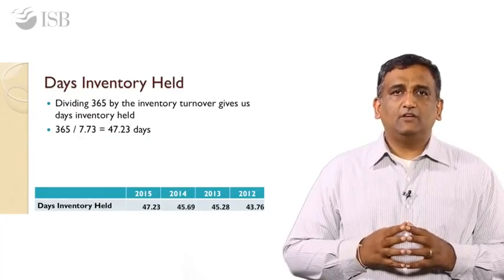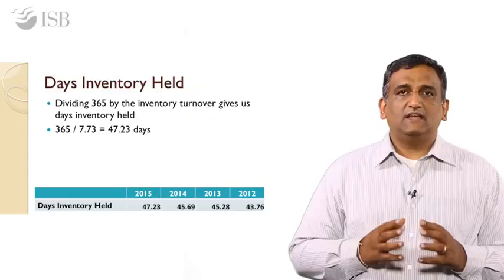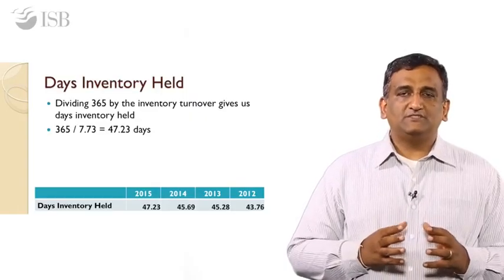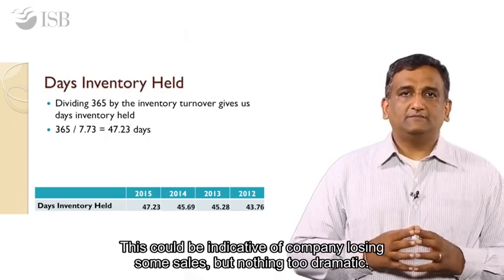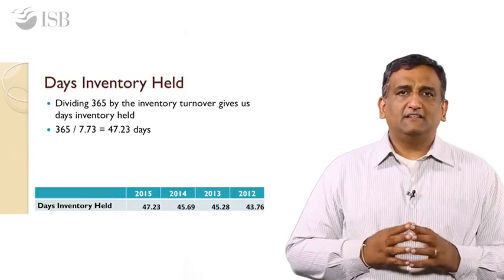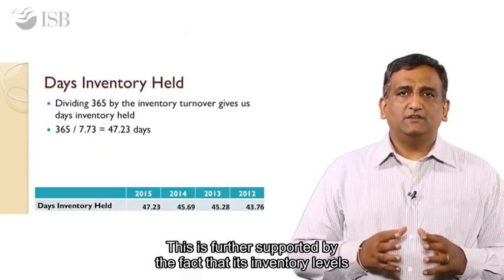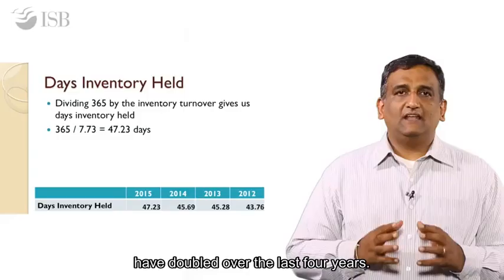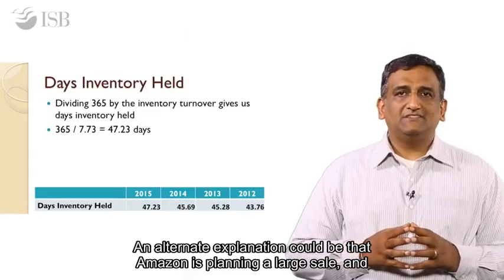The days inventory held also has increased slightly over the last 4 years. This could be indicative of company losing some sales but nothing too dramatic. This is further supported by the fact that its inventory levels have doubled over the last 4 years. An alternate explanation could be that Amazon is planning a large sale and is building up its inventory for this reason.